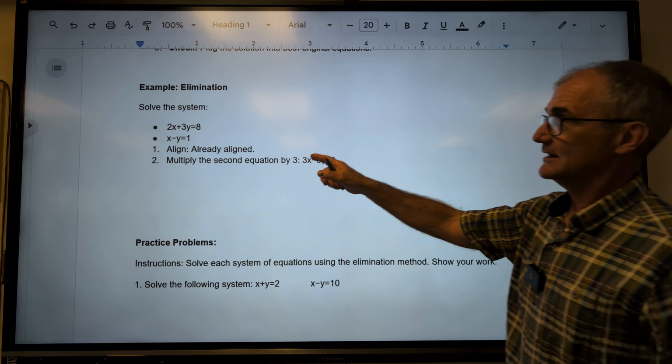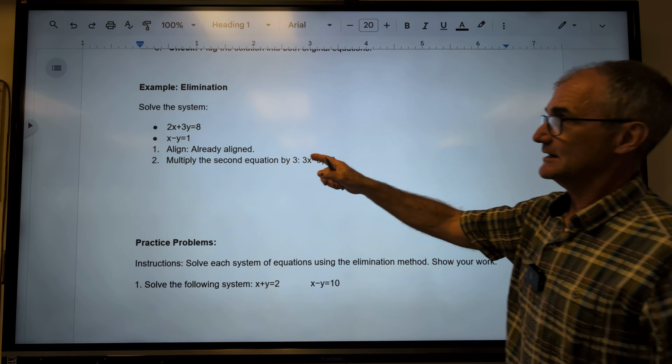I have two equations right here. I want to line them up so that something will drop out and cancel. 2x plus 3y equals 8. 1x plus minus y equals 1. Nothing there will cancel, but they are aligned.